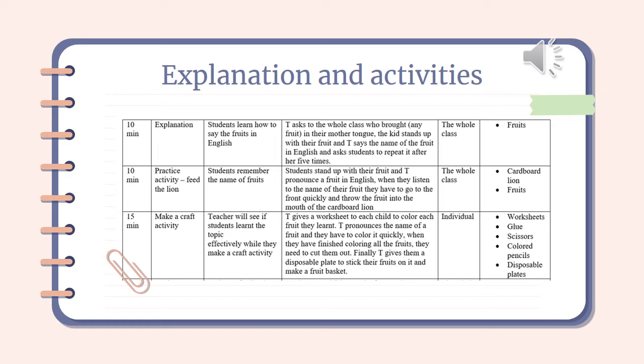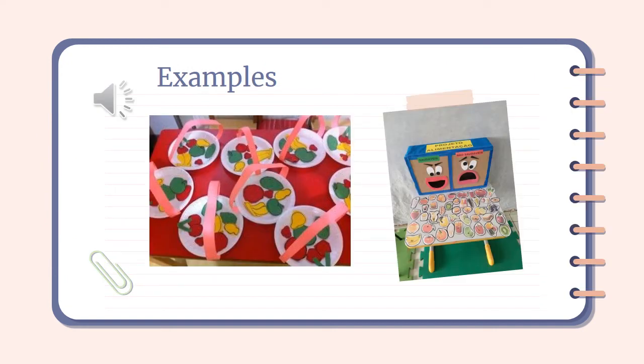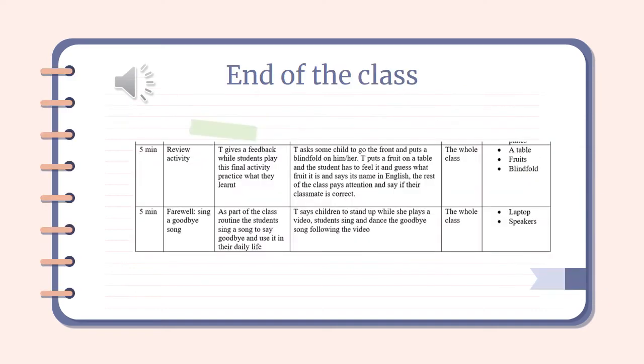And finally, the craft activity: color some fruits and make a fruit basket. Here are some examples of the activities of feeding the lion and making the craft of a fruit basket. By the end of the class, students will be able to know the names of the fruits and identify them in English.